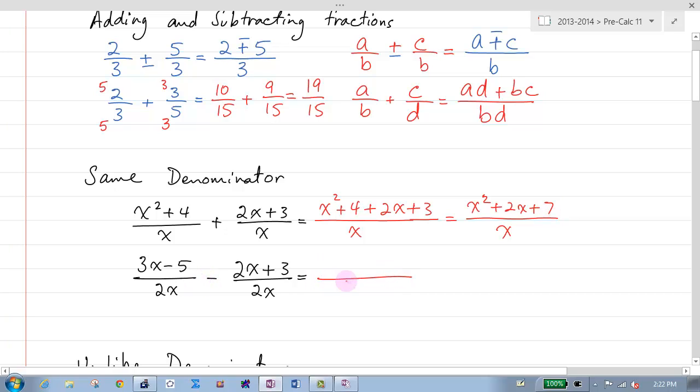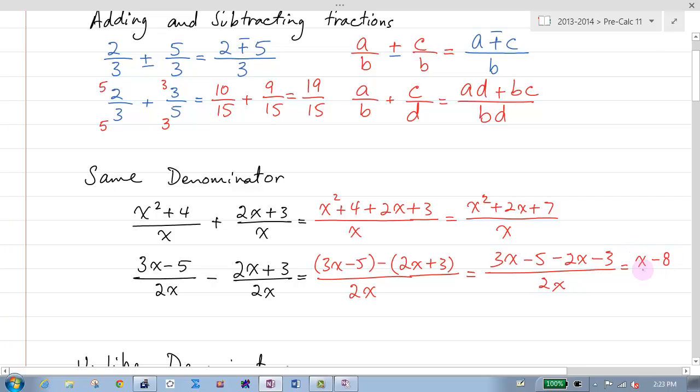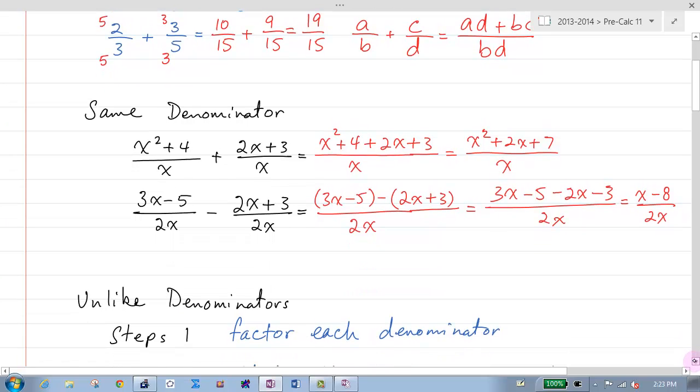I have a second set of rational expressions with the same denominator. Again, I'm going to write them with the same denominator, 3x minus 5 over 2x minus 2x minus 3 over 2x. This is a subtraction, so I'm going to use brackets to minimize mistakes. We distribute the negative, so it becomes 3x minus 5 minus 2x minus 3 over 2x. I get x minus 8 over 2x, and that's finished.